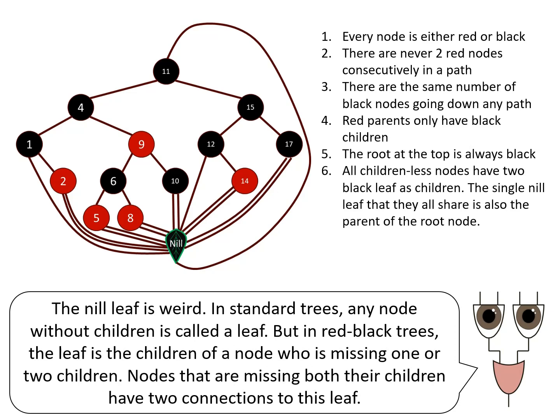The nil leaf is weird. In standard trees, any node without children is called a leaf. But in red-black trees, the leaf is the children of the node who is missing one or two children. Nodes that are missing both their children have 2 connections to this leaf.